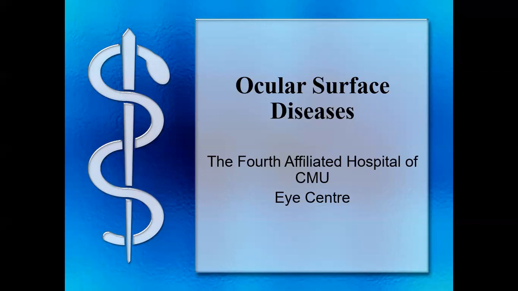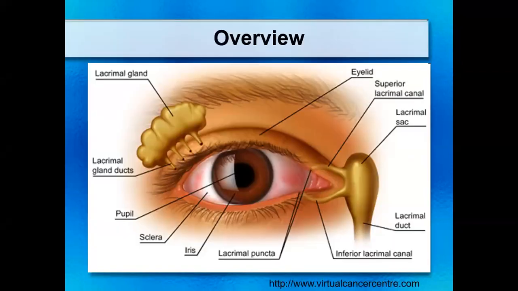So if there is any problem in the tear film, or any pathology in the conjunctiva, then it can lead to many ocular surface disorders. Okay, this is a picture in front of you where you can see different parts of the eye.